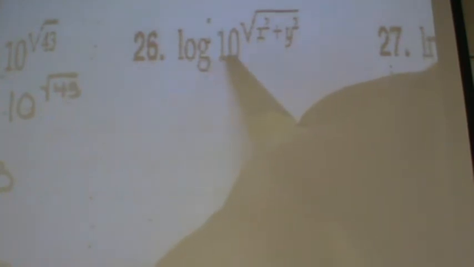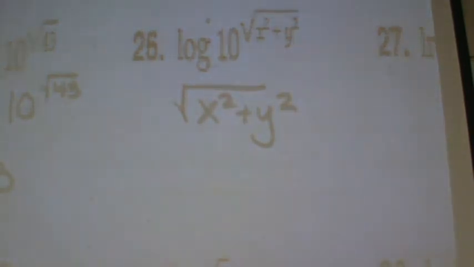So for 26, the base and the number are the same. These two are the same. What's the answer going to be? Square root of x squared plus y squared. Number 27. What's another name for ln? Isn't this log base e, ln? And then e to the, I can't read that. It's a 15. We'll say it's a 15. Aren't these the same? What's the answer going to be? 15.